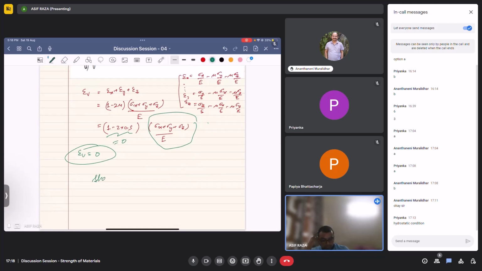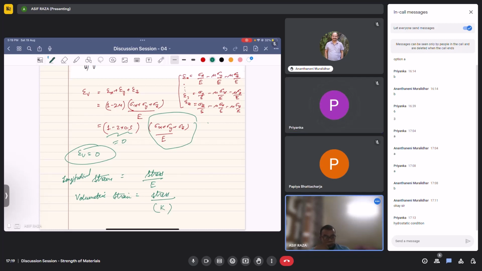Normally strains are defined using some modulus, right? Like longitudinal strain was defined using modulus of elasticity, stress upon E, right? So for the case of volumetric strain, what would the modulus be called? Do you guys know?